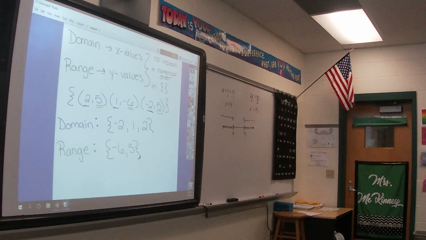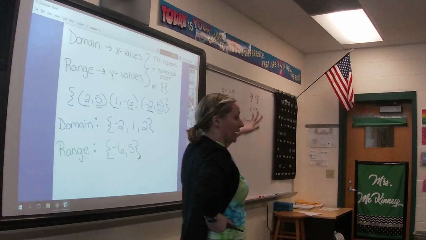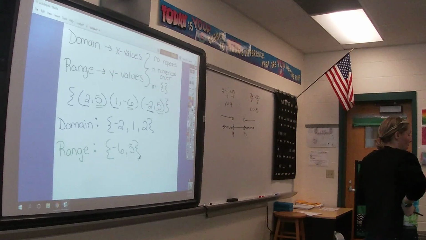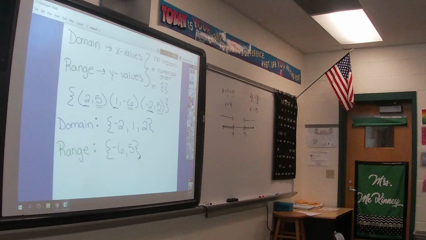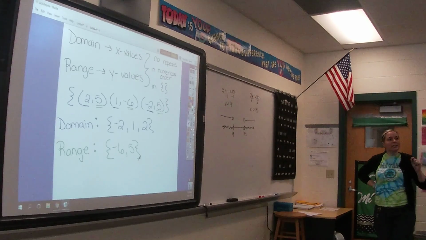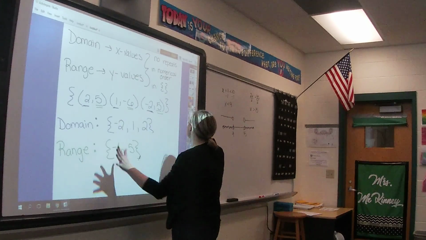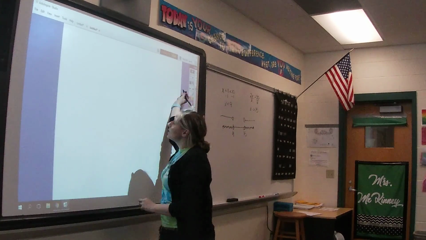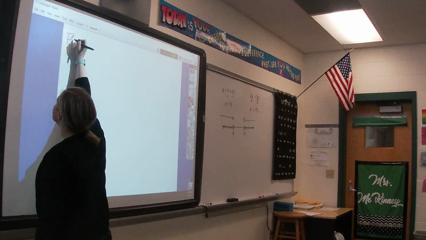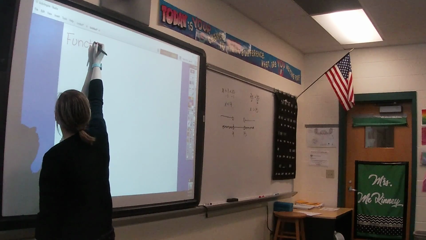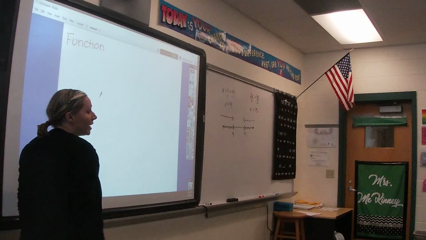All of this info works for any relation that ever exists. But sometimes that relation is really special. It still gets all of these properties, but it has a unique fact that means it's a special type of relation that we call a function.